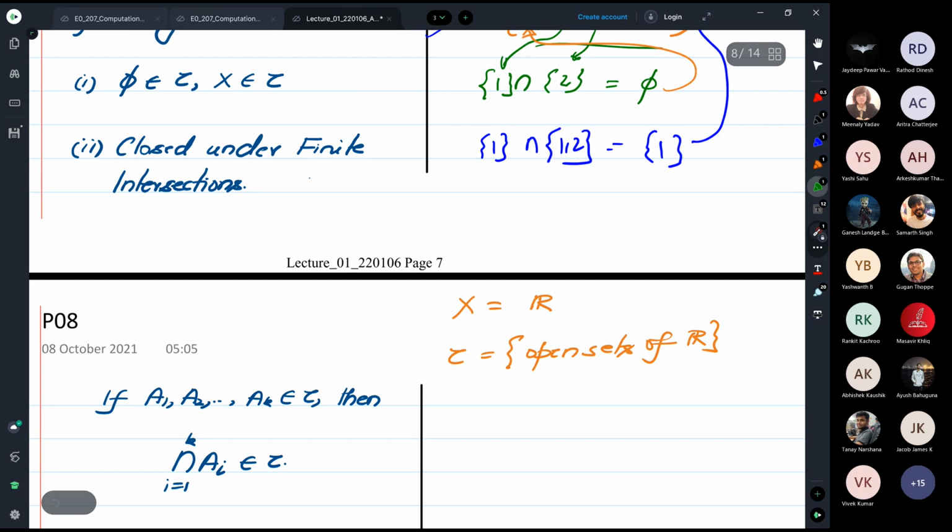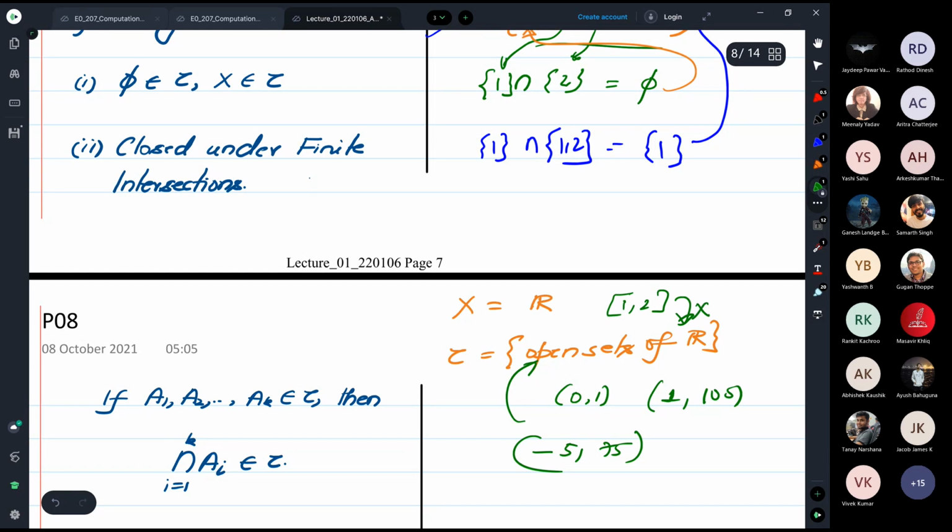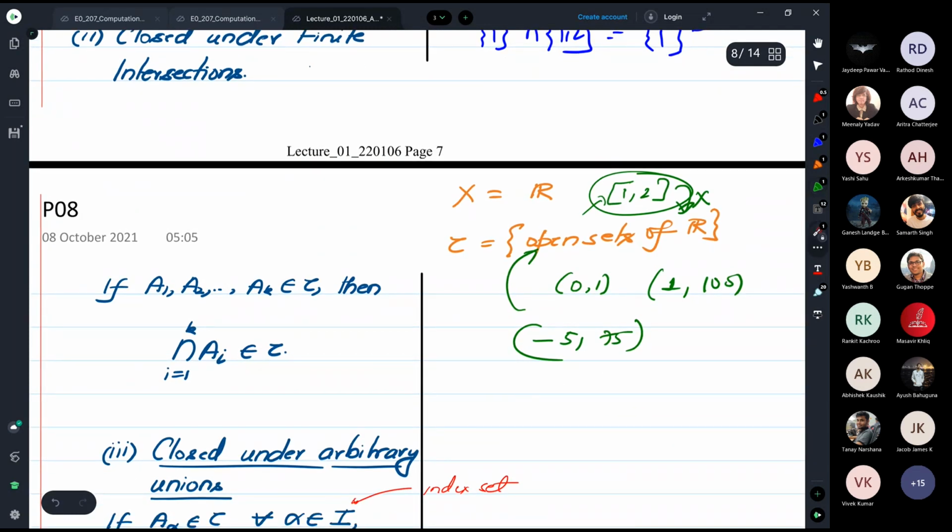And this collection tau will include intervals, let's say (0, 1), it will include (1, 100), or maybe it will include (-5, 75). So all these intervals will be present. Of course the closed intervals will not be present in this collection, because a closed interval is not an open set. In particular, there are issues at the boundary. But then you could ask, does this collection only include these open intervals? Well, the answer is no.